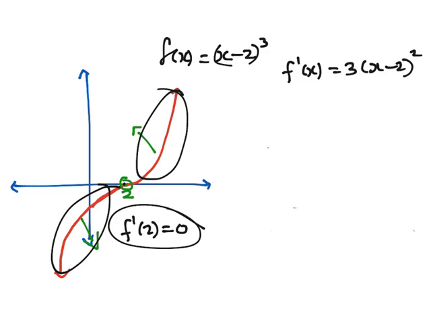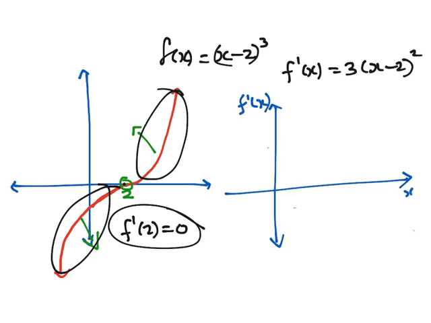Okay, so if I try to draw the graph of the derivative function, so this is f dash of x, this is x. So 3 into x minus 2 the whole square. So let's say this is 2. So this is how the graph will look like, right, students? It will be a parabola.